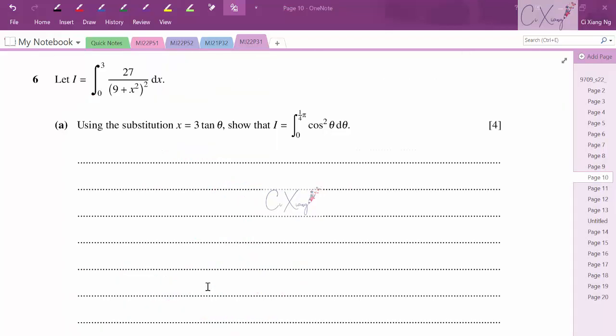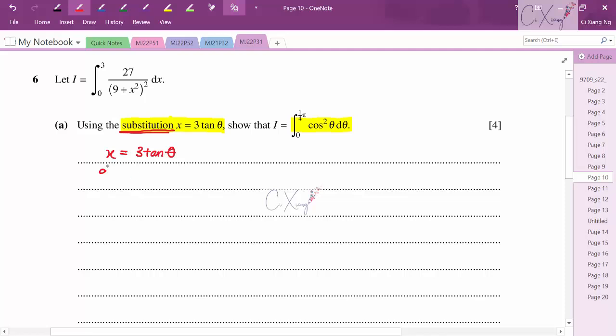Okay, so let's discuss question number 6 now. We have I equals to this expression. For part A, by using the substitution x equals 3 tan theta, they want us to show that I can also be written as this expression. The obvious technique that they want us to use is the substitution method for the integration. For the substitution method, generally we start from the substitution equation that they give us first. So we have x equals 3 tan theta.